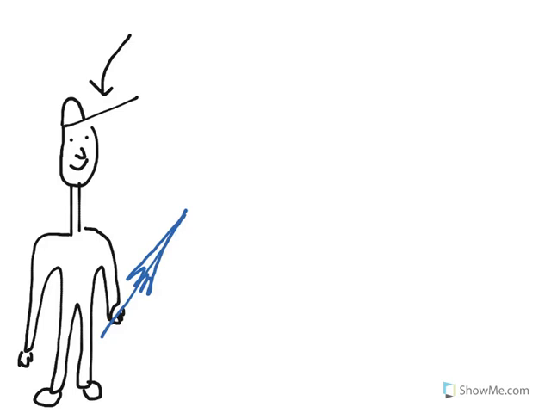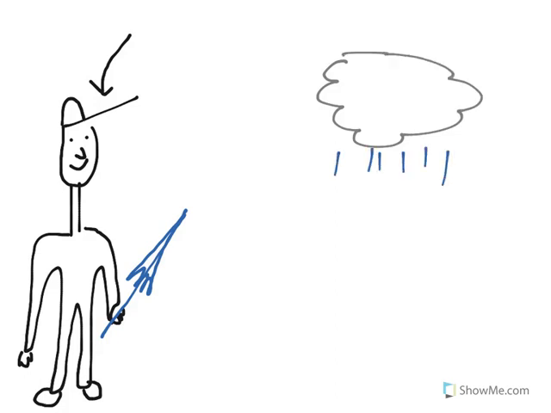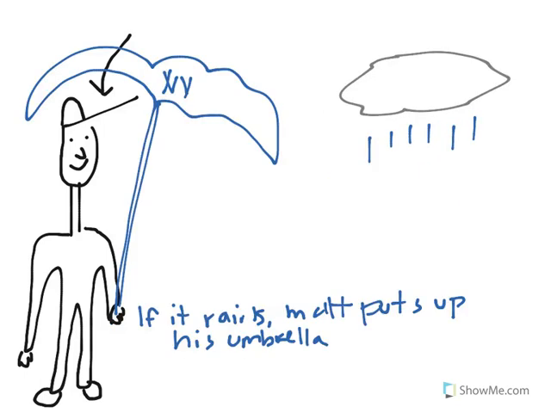Do you know what that is? It's the following: if it's raining outside, Matt puts up his umbrella. So if it rains, Matt puts up his umbrella. So Matt looks outside. He sees it raining, so guess what happens? If it rains, then Matt puts up his umbrella. And that statement is always true. That is a true statement.